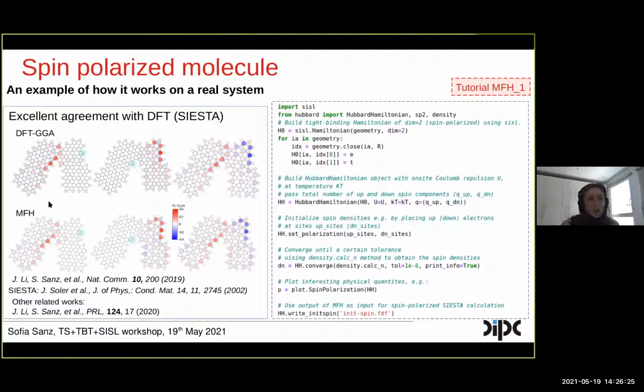Okay, so here I show you also a comparison between our calculations with the mean-field Hubbard and with other more accurate density functional calculations, in particular in this case with siesta. And as you can see here, we can also find a very good agreement between these two calculations. And I think from these two slides, we can conclude that the mean-field Hubbard model is working perfectly nicely for these sp2 carbon systems. This type of example of a molecule you can find in tutorial 1 of the mean-field Hubbard package.